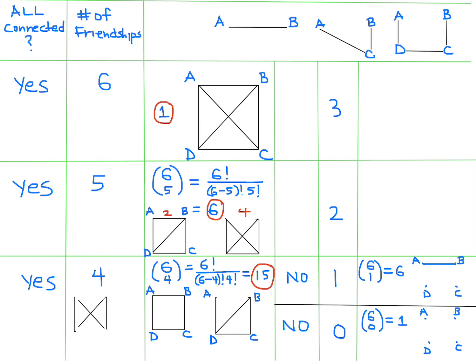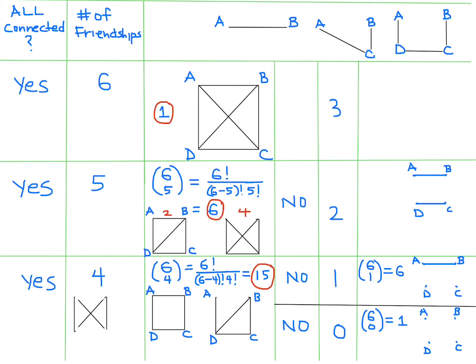But it's not connected. How about 2 friendships? 2 friendships, again, pretty easy to draw an example. A, B, C, D. I got to use 2 sticks. How about that? That and that. That's 2 sticks. Are they connected?